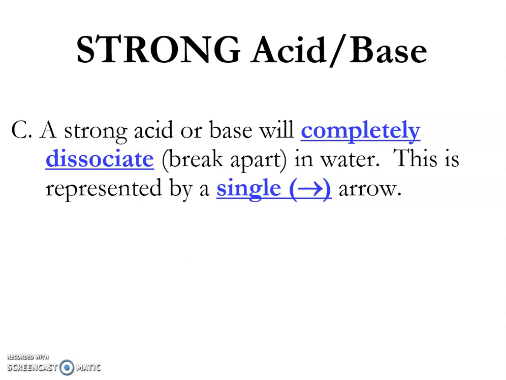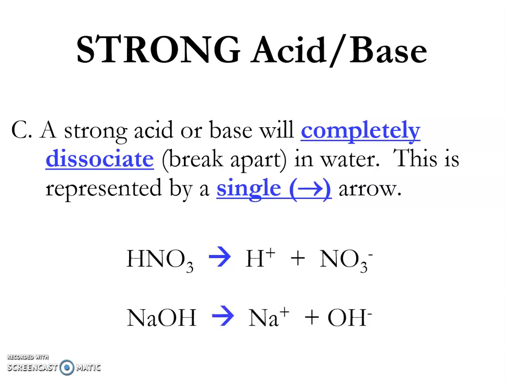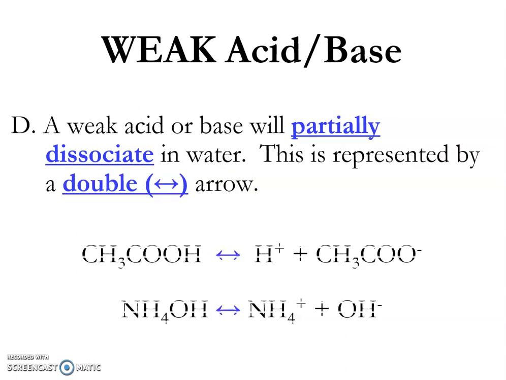Like HCl will completely break apart. Nitric acid will completely break apart. And sodium hydroxide, by the way, is a strong base. It will completely break apart into Na ions and OH ions. You can have weak acids and weak bases that only partially break apart.